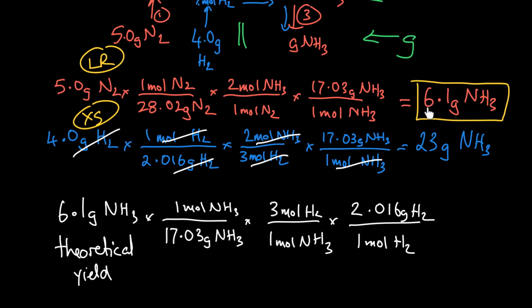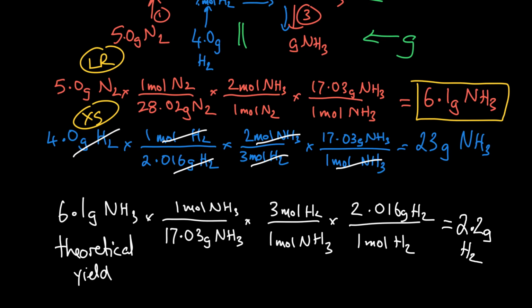So we're taking our 6.1 grams of ammonia, we're converting to grams of ammonia, and then moles of ammonia, and then moles of hydrogen, and then grams of hydrogen, something like that anyway. So if we go ahead and we calculate that to two significant figures, we get 2.2 grams of hydrogen.